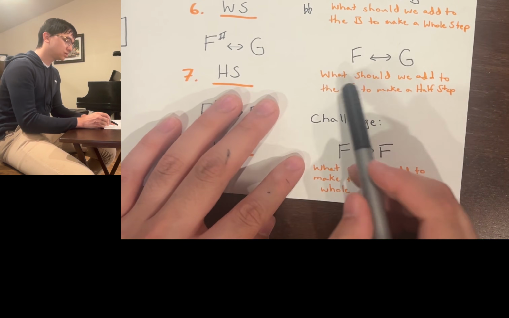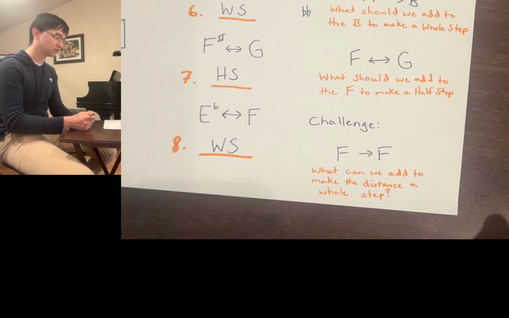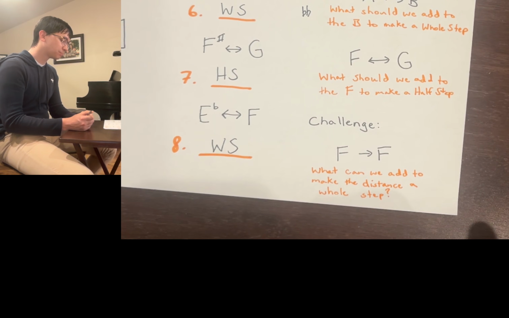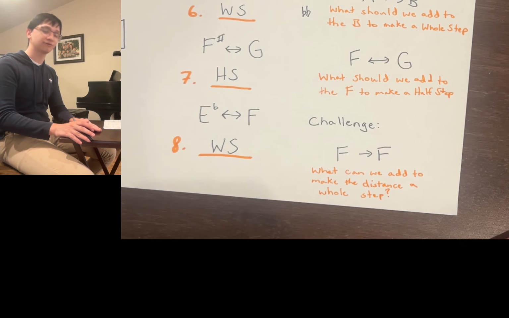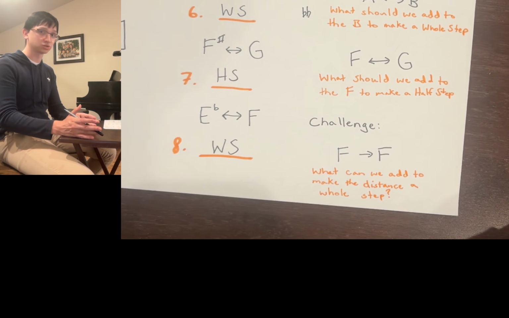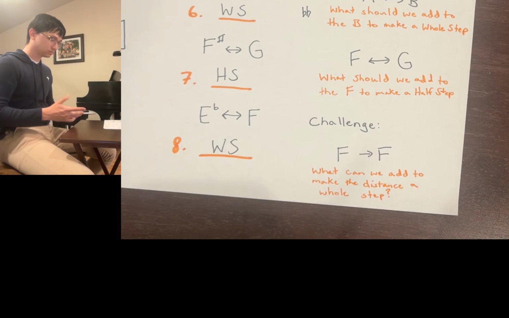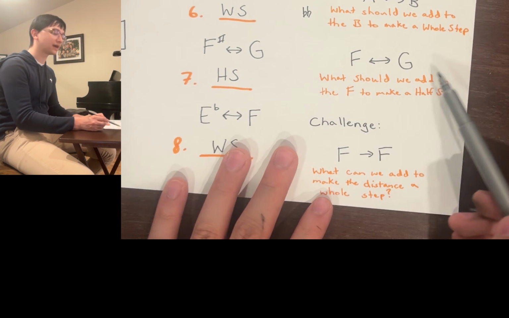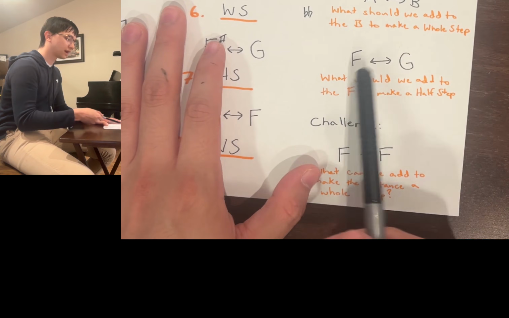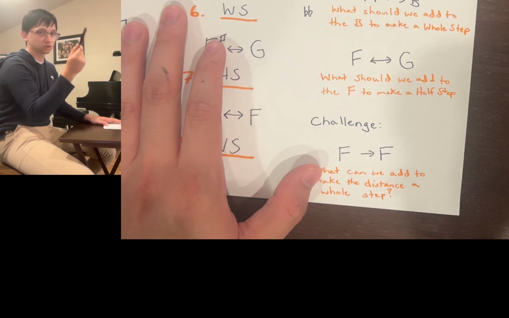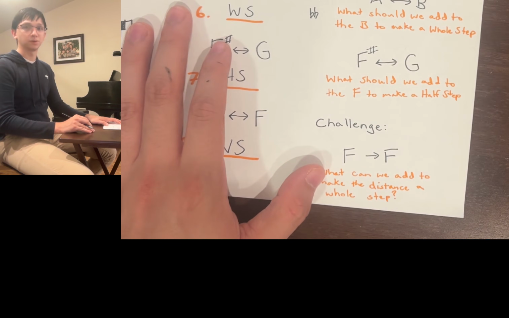Now, from F to G, what should we add to F to make a half step? So this one's actually asking you to add only something to F. But again, F and G aren't one of the exceptions, E to F or B to C. So they're going to have a black note in between. So currently F and G would be a whole step. So in order to make it a half step, you have to get that F closer by one key to the G. And so in order to get F closer, we have to move F to the right by a half step. So we would go ahead and add a sharp here.